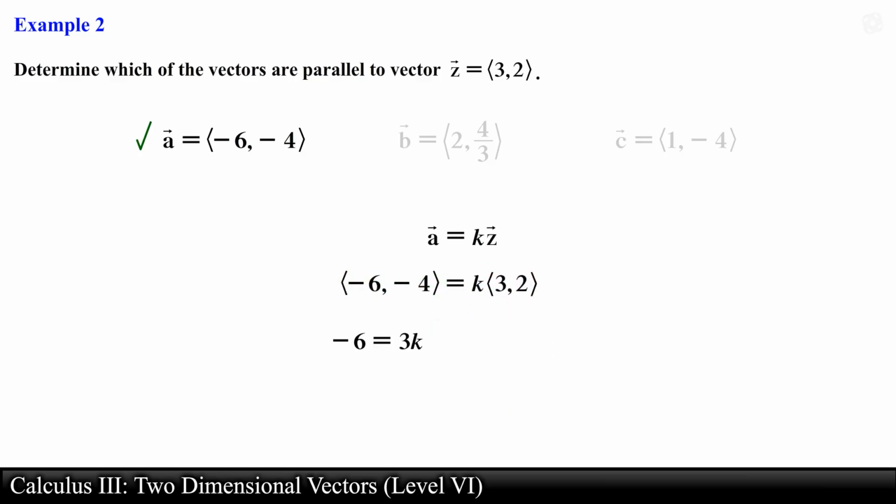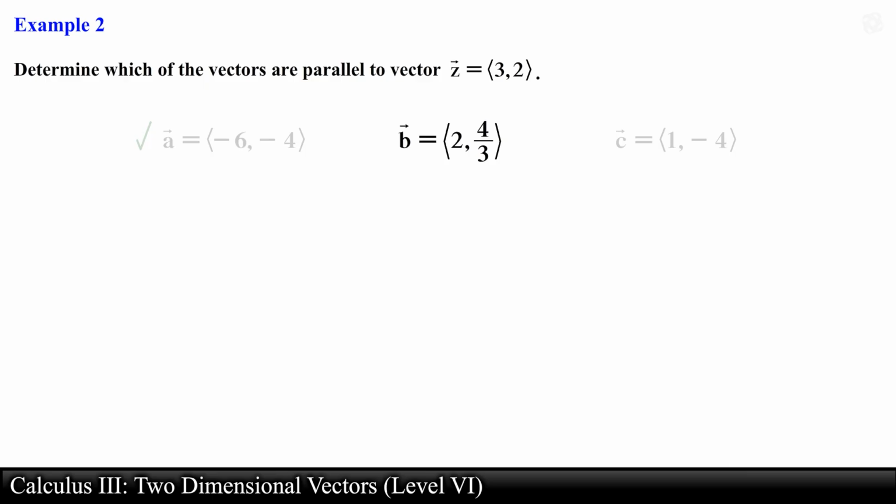Alternatively, we can also set up two equations and solve for k. So we first obtain two separate equations, one from each component. Then we go ahead and solve for k for both equations. Doing that, we obtain -2 for both components, further verifying that the vectors are parallel.